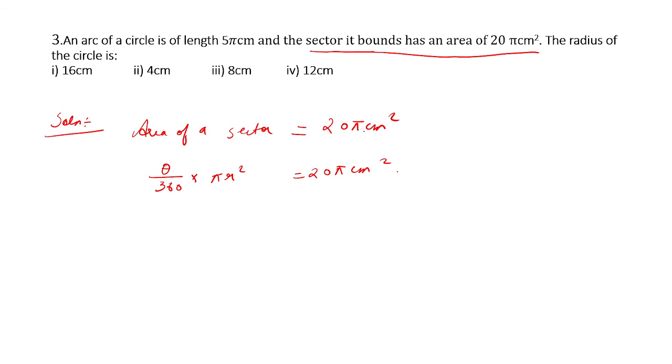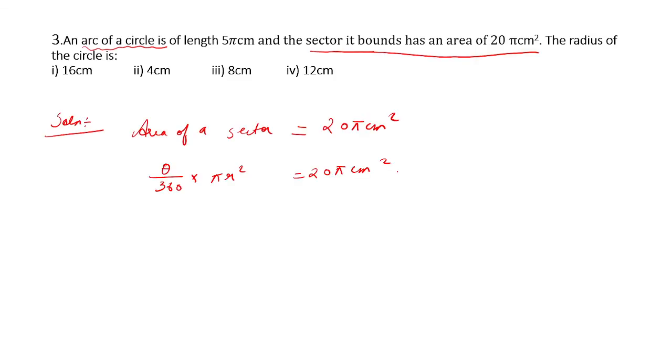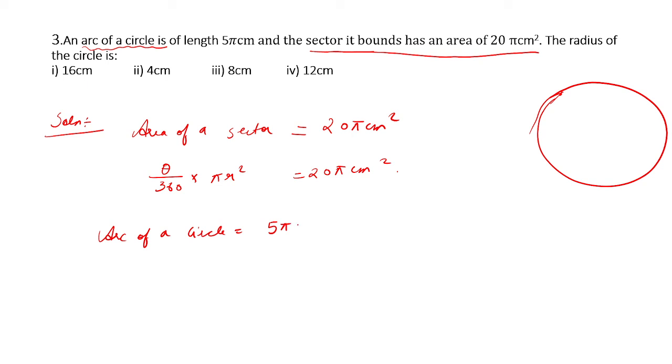Now you look at this. This is where students may make a mistake. An arc of circle. They are not talking about arc of a sector, they are talking about arc of a circle. Clear? So since they're talking about arc of a circle, they're actually referring to the entire circle, so they're considering the circumference. So arc of a circle, what have they given it as? They have given it of length 5 pi centimeter.